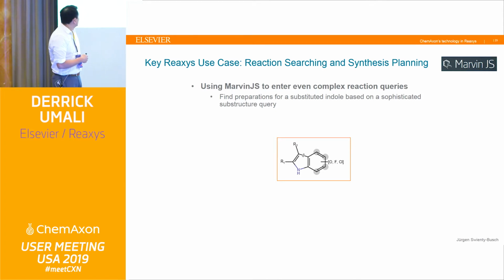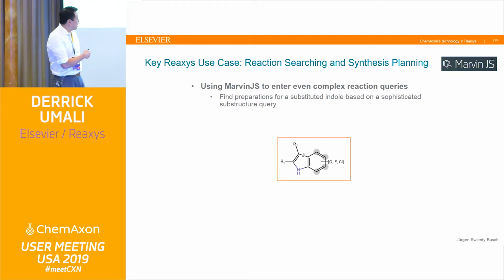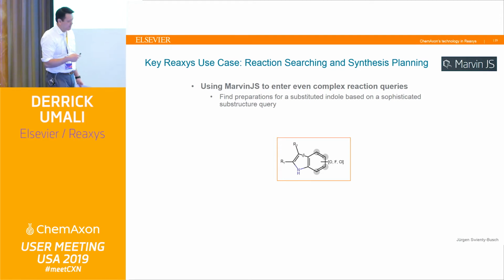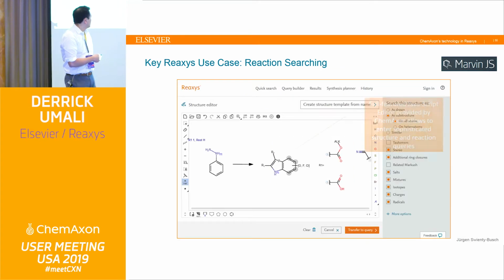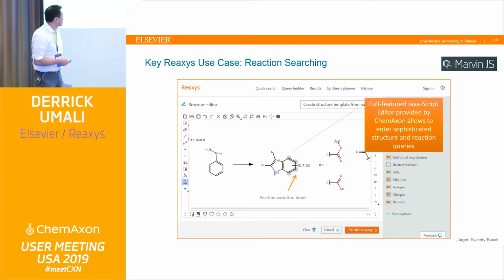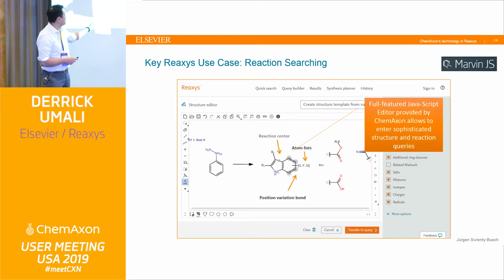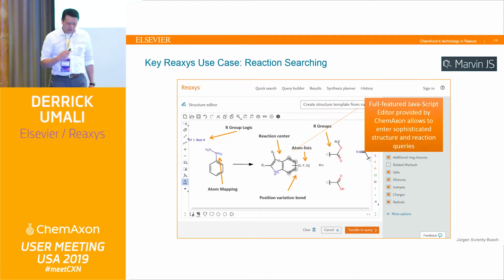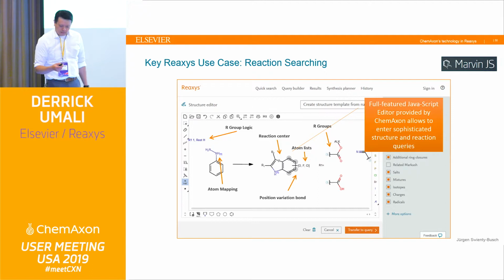Marvin.js can often be used to draw these complex reaction queries. I often took a step back and tried to simplify them. We couldn't teach R groups in the first training. But you can see there, we can include R groups, so these sophisticated drawing tools: R groups, reaction center marker, break a bond, atom lists, different position variation bonds. So a very complex tool, a great, easy way to explore the database.